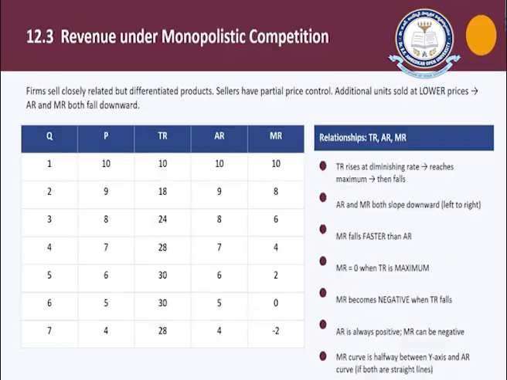The interesting interpretation is that marginal revenue falls faster than average revenue. Average revenue goes 10, 9, 8, whereas MR goes from 10 to 8, 8 to 6, 6 to 4, and it becomes 0 and then minus 2, but average revenue continues. That is a feature of monopolistic competition. An MCQ can ask: when marginal revenue is equal to 0, TR is maximum. In the table, where MR is 0, total revenue is maximized.